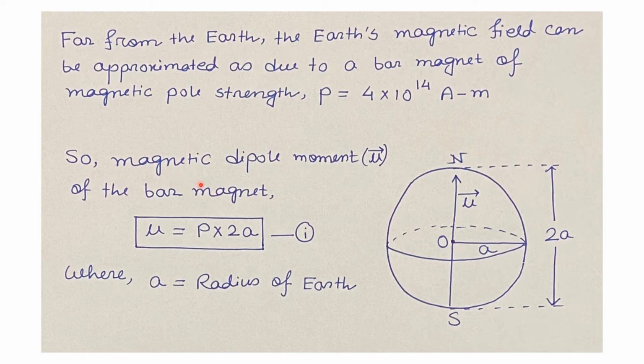So the magnetic dipole moment mu vector of the bar magnet of Earth is given by mu equals P times 2a. This is the relation between the magnetic dipole moment and the magnetic pole strength. Here a is the radius of Earth.